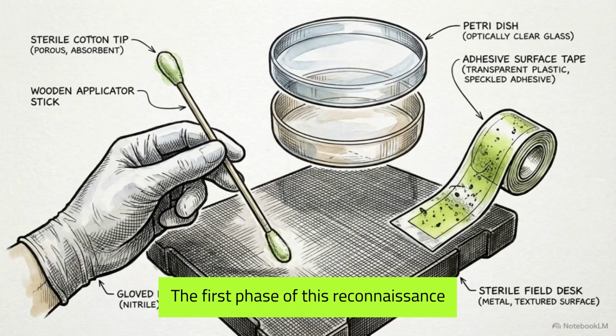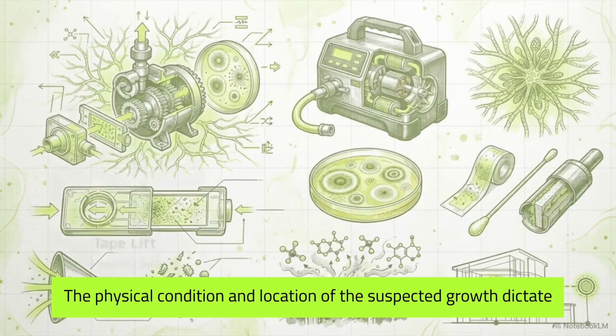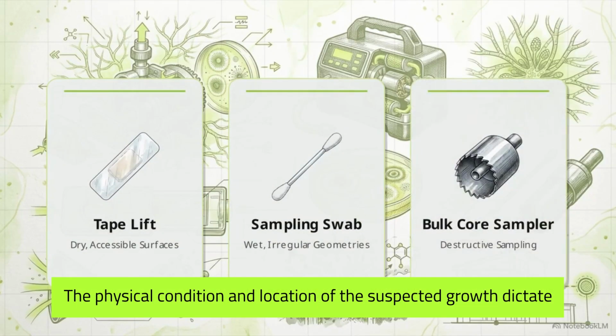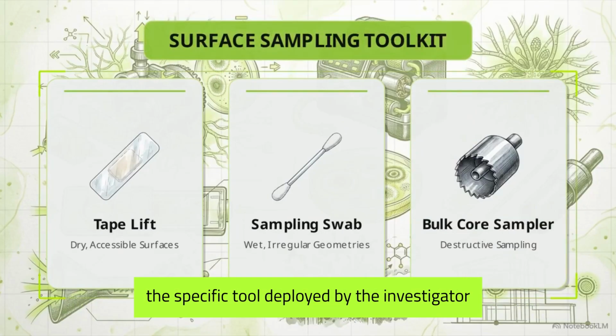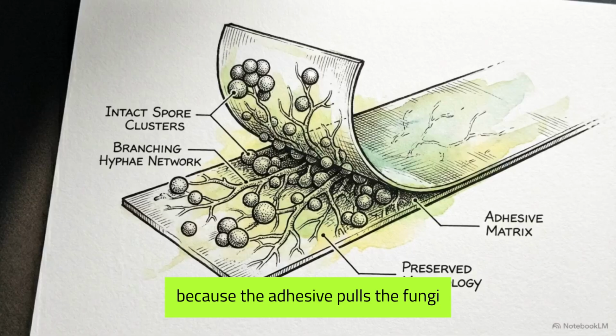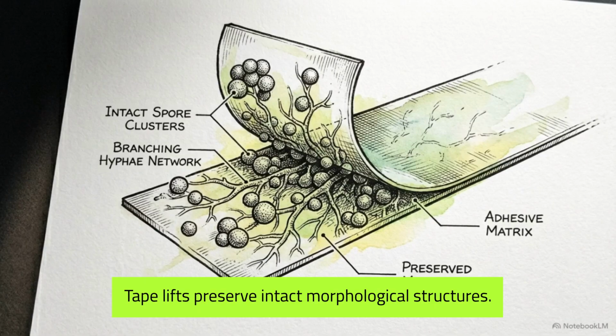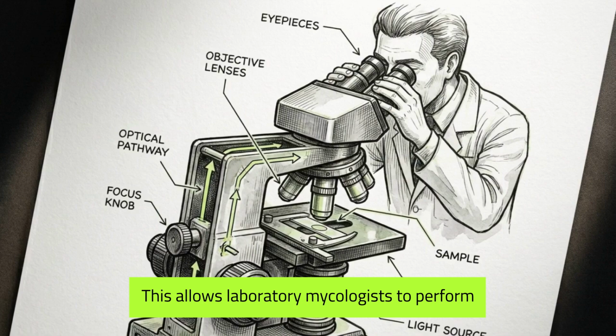The first phase of this reconnaissance maps the physical contamination site through surface and bulk material sampling. The physical condition and location of the suspected growth dictate the specific tool deployed by the investigator. For dry, easily accessible surfaces, tape lifts are the primary extraction tool. Because the adhesive pulls the fungi directly from the material without crushing it, tape lifts preserve intact morphological structures. This allows laboratory mycologists to perform highly precise, quantitative, direct microscopy.